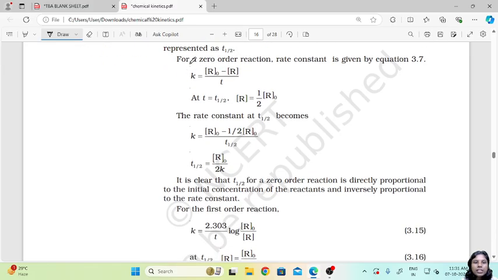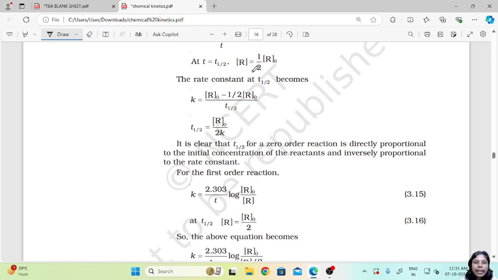Now if we have a zero order reaction, we can write the rate constant K equals to R0 minus R upon T. Now at time T equals to T half, we can say that R will be equal to 1 upon 2 R0. So the rate constant at T half becomes K equals to R0 minus half R0 upon T half. Now if I have to write the T half equation, I will rearrange this. This T half I will take here, and this R0 I will take out common. So on taking out common, I will get R0, and here I will have 2K.